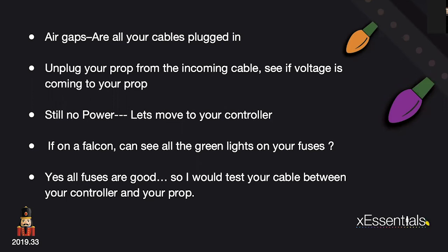Okay, so let's move to your controller now. We're moving down the line. If you're on a Falcon, they're lovely in green. It's really easy. I mean, Dave was really smart making the green lights. Green for good. Simple as that. Okay, so now all your fuses are good. You've looked at that. But I reckon, and in this case, what's left is the cable between your controller and your prop. So quickly pull that out, multimeter. Most of the time, there's your fault.